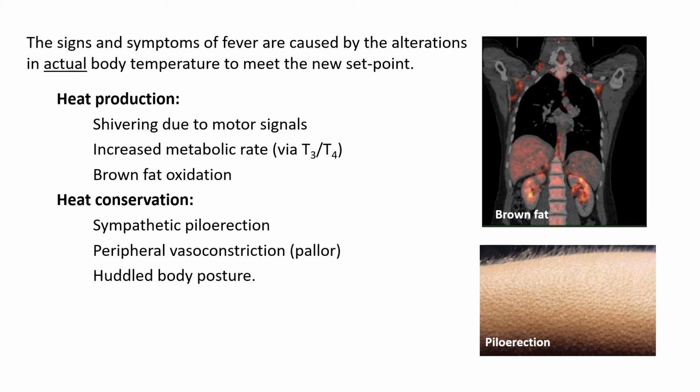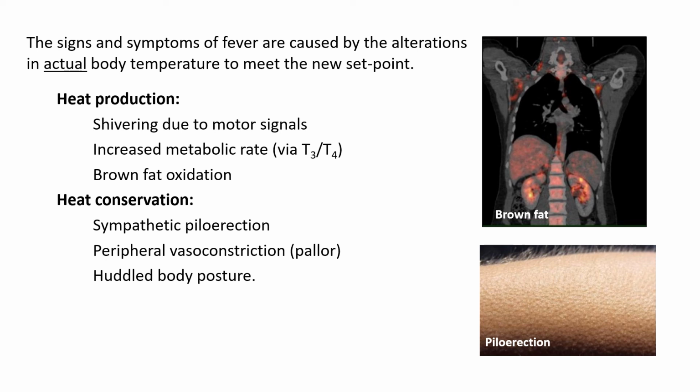Alongside that, we can conserve heat. So things that conserve heat are sympathetic piloerection. This doesn't mean that it's being sympathetic. We're talking about the sympathetic nervous system here. The sympathetic nervous system causes the hairs on the skin to stand up. And of course, when the hairs on the skin stand up, it traps heat in so that we have less heat loss. We are conserving heat.